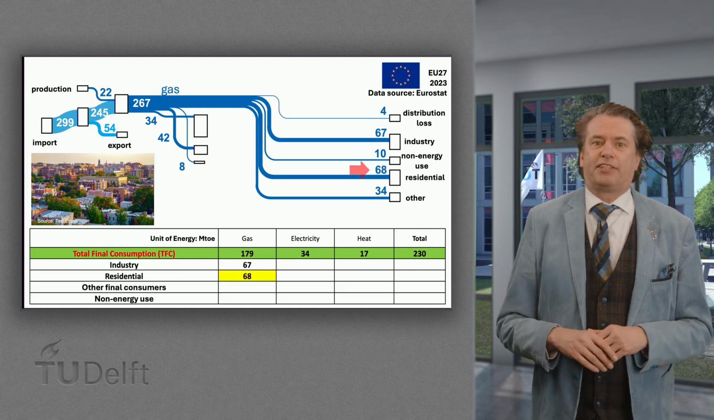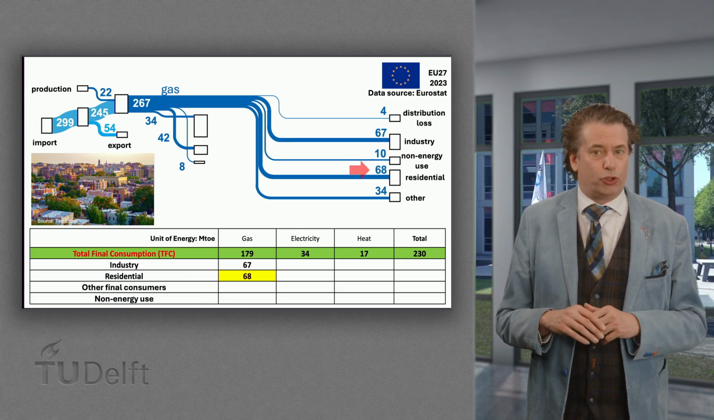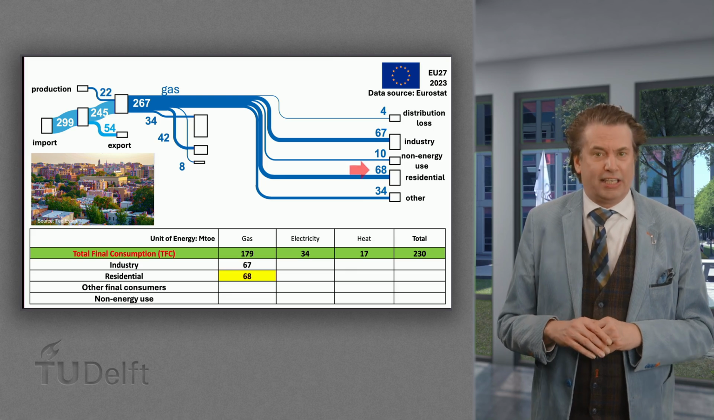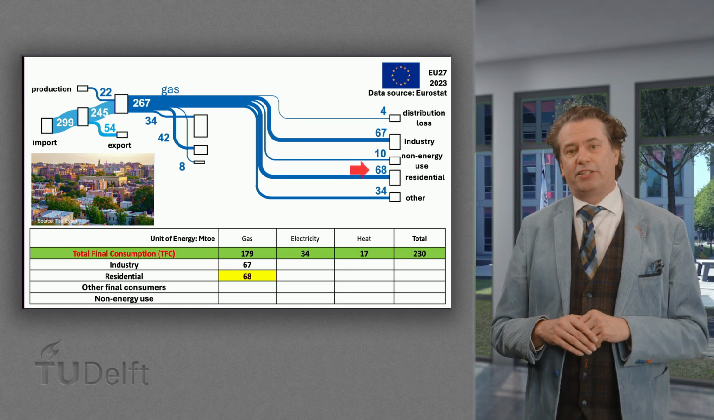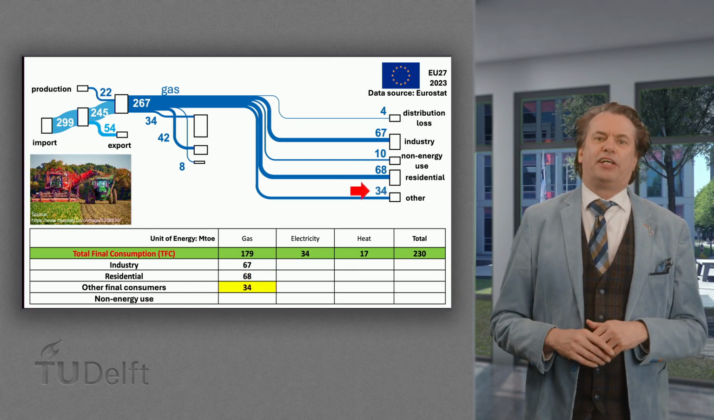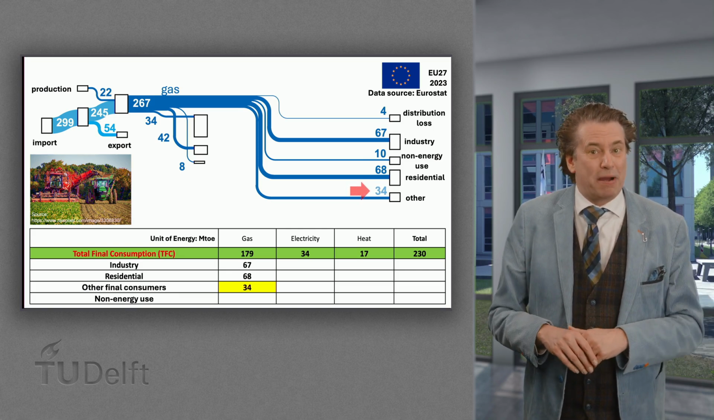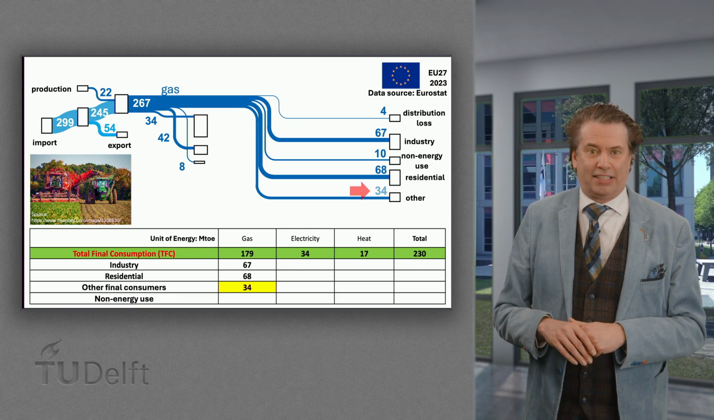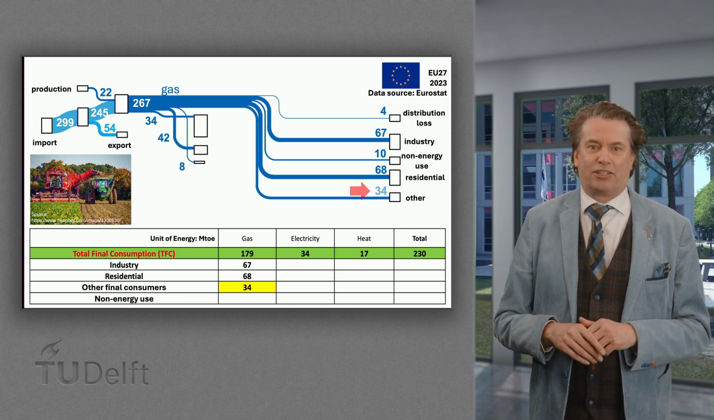The residential sector in the European Union consumed in 2023 a total of 68 megatons oil equivalent in the form of gas. It shows as plus 68 in the residential row and gas column.